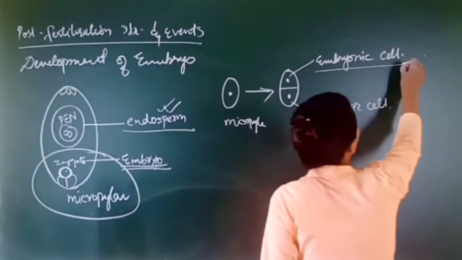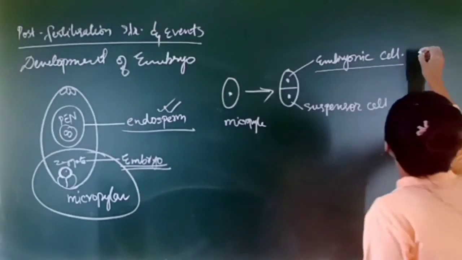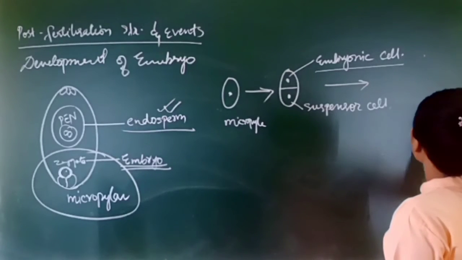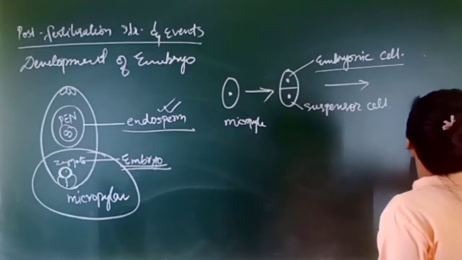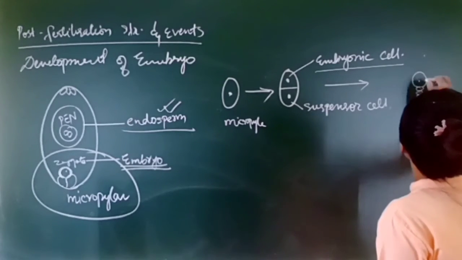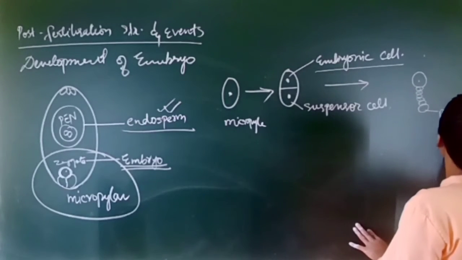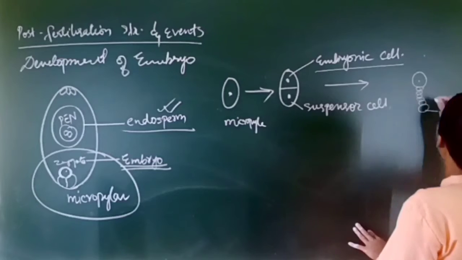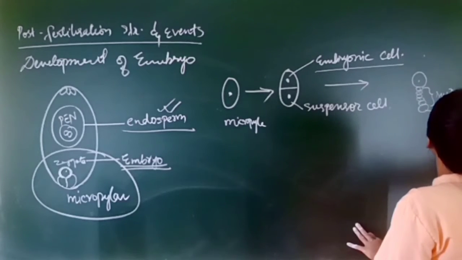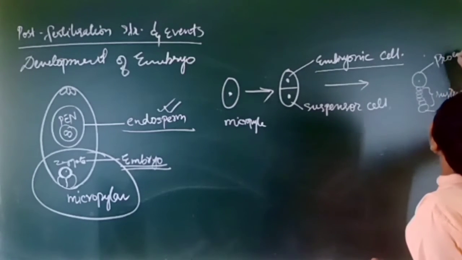Now this embryonic cell will divide mitotically, and then they will give rise to the proembryo. After this stage you will get a structure like this. The suspensor cell you will have here, and it will give rise to this kind of structure. So we have a proembryo here. The cell here is called the basal cell, and these cells are called suspensor cells. And this one is called the proembryo.